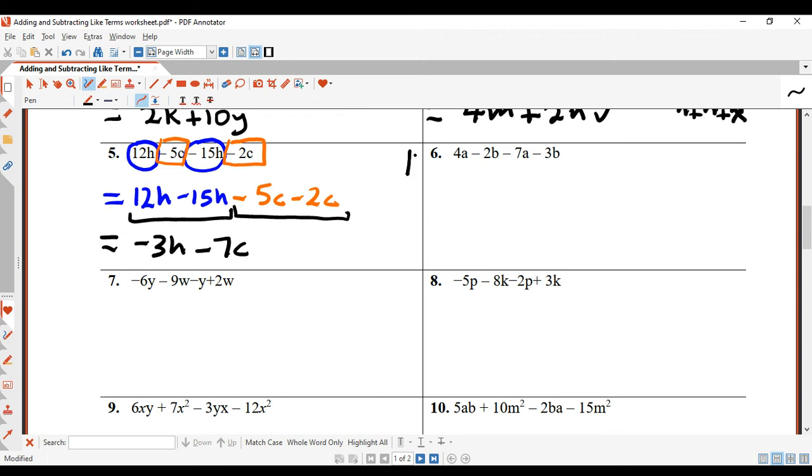All right, I want you to try this one now by yourself. Okay, so try that one. So we're going to have the circling and boxing. So 4a and negative 7a. And then negative 2b and negative 3b. They're the other pair of like terms. Now we can put those together. Collect the like terms. I'll put the a terms together. So 4a minus 7a. And then I'll put the other pair of like terms together.